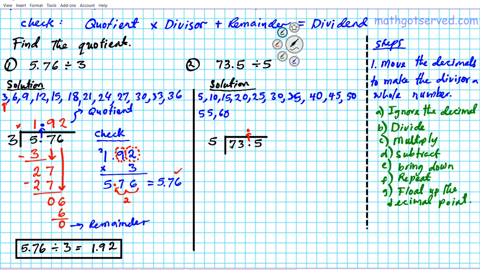How many times does 5 go into 7? It doesn't go evenly. The biggest multiple of 5 that's smaller than 7 is 5 itself. 5 goes into 5 once, so that's divide, multiply. 1 times 5 is 5. Divide, multiply, subtract. Bam, 2. Bring down.